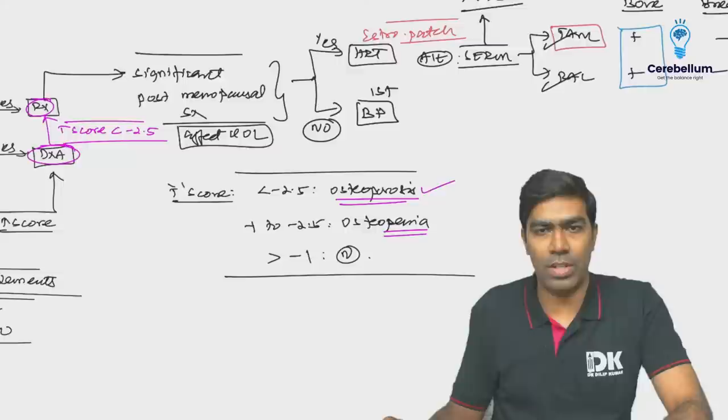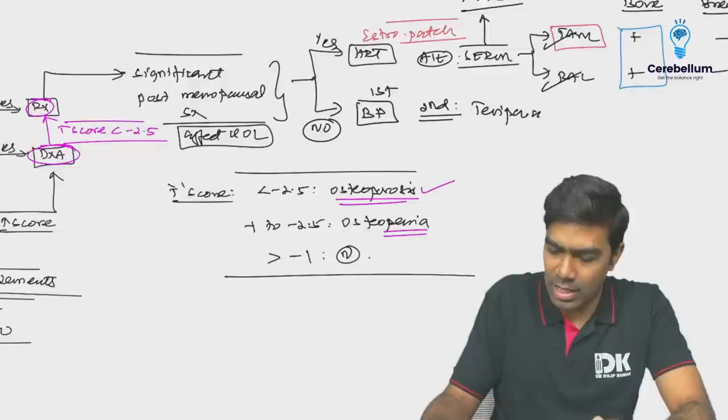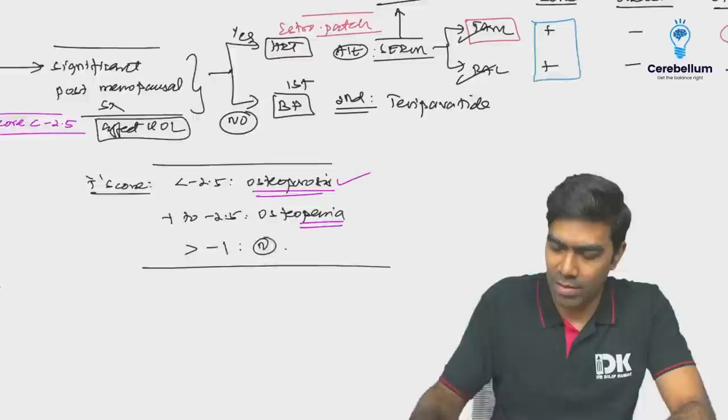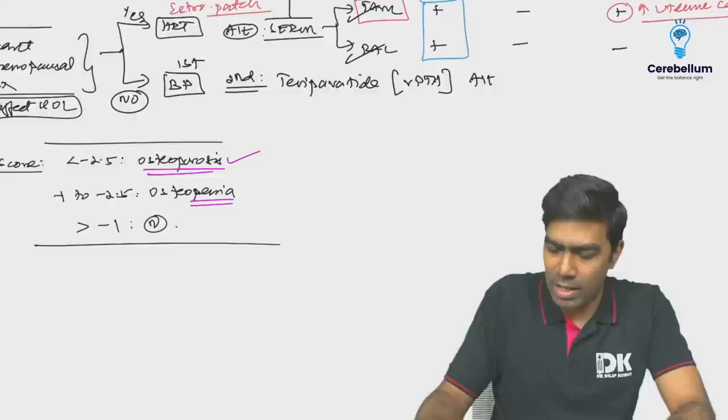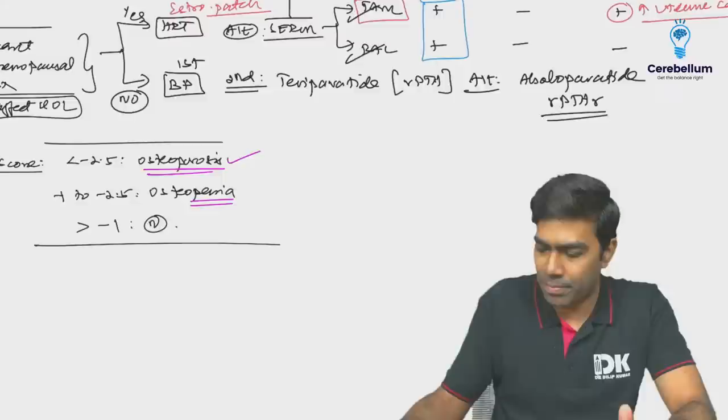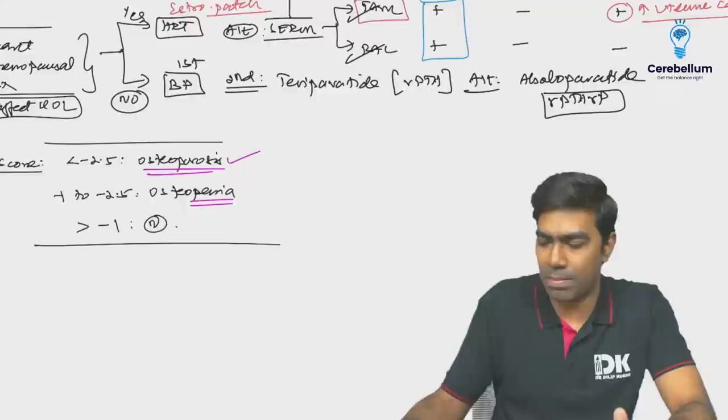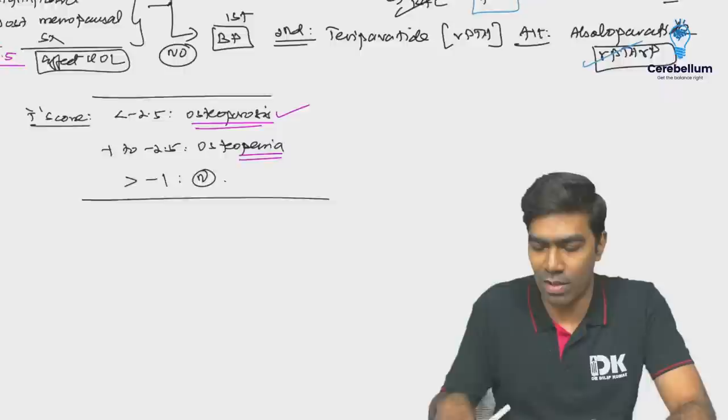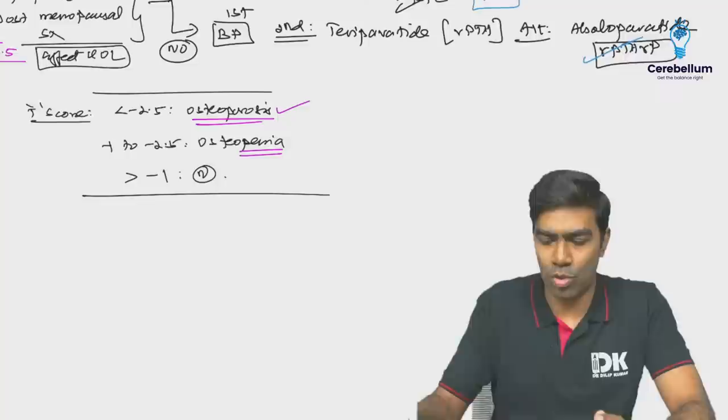The second choice is teriparatide, which is nothing but recombinant PTH. In Western countries, they use abaloparatide also, but in India we commonly use teriparatide only. The alternative to teriparatide is abaloparatide, which is recombinant PTH-related peptide. That's available in Western countries. In India, it's not available. Teriparatide is very commonly used and easily available as well.